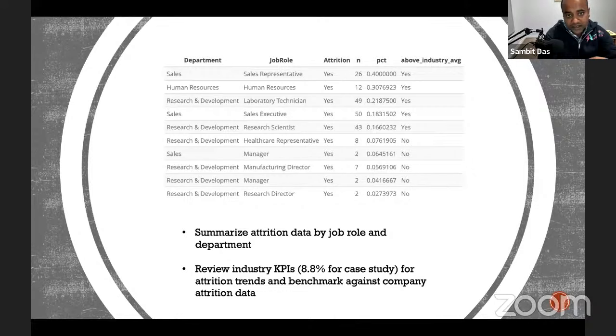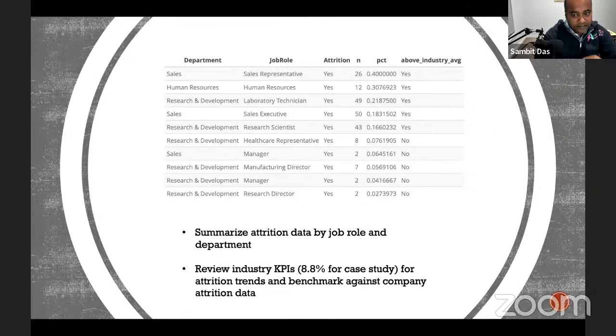So you can see that in sales, the sales representative job role is having a high turnover, and there's a high percentage, and it is actually above industry average. Same goes for human resource, and then there is an R&D job, the laboratory technician role, which also has a high attrition, for example. Okay, so this is basically what this table is showing.